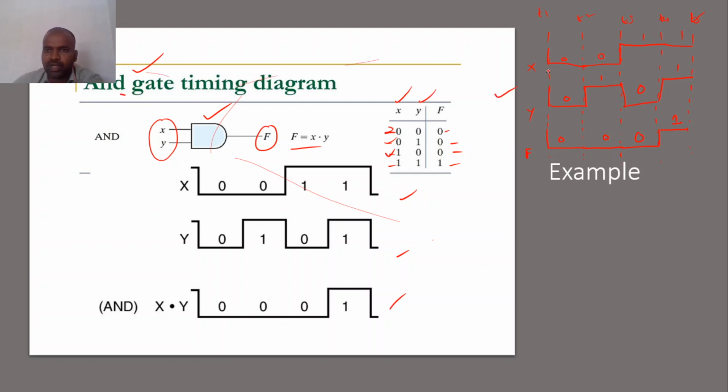Here there is no delay used. Whenever x and y change, the outputs change. There is no delay here, so this is a without propagation delay example. I hope you understand. So first draw these vertical lines T1, T2, T3, T4, T5. Then draw your inputs X and Y with the different combinations from the truth table.